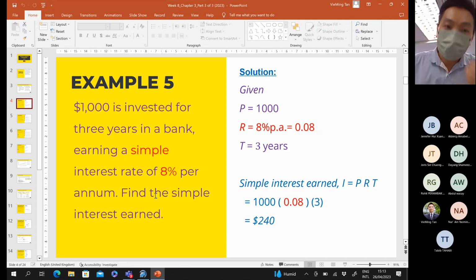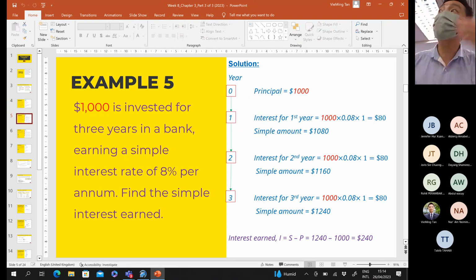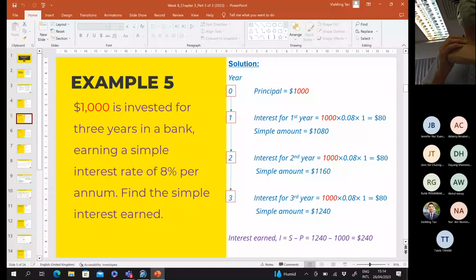Maybe we want to know more detail again. How was this $240 earned every year? We may want to know in detail how this 240 is obtained for each year. So we use the same question again. Each year, how much interest is earned?